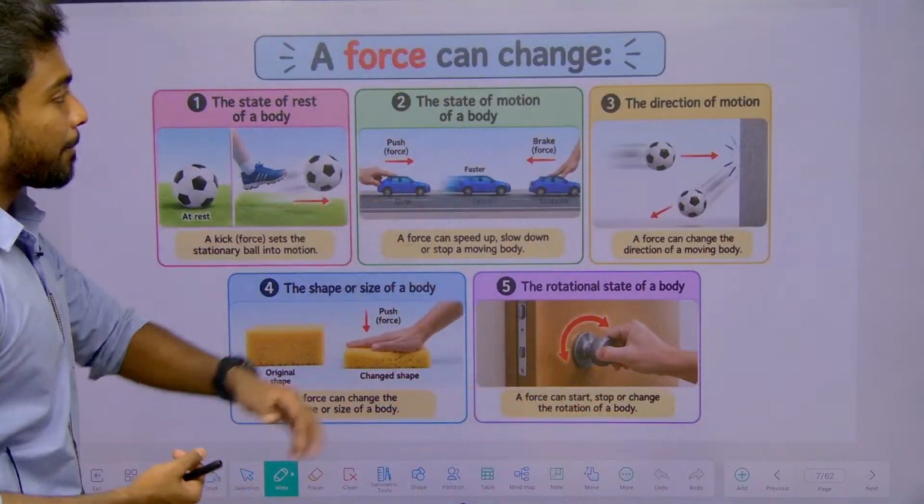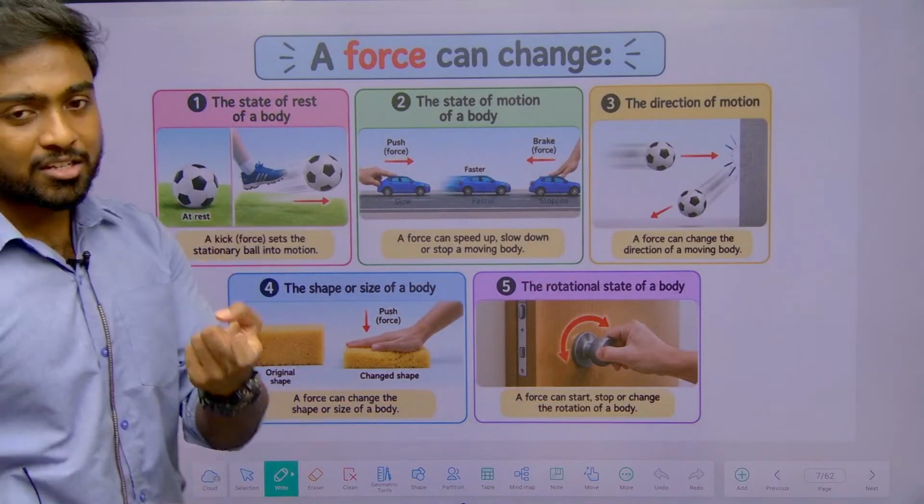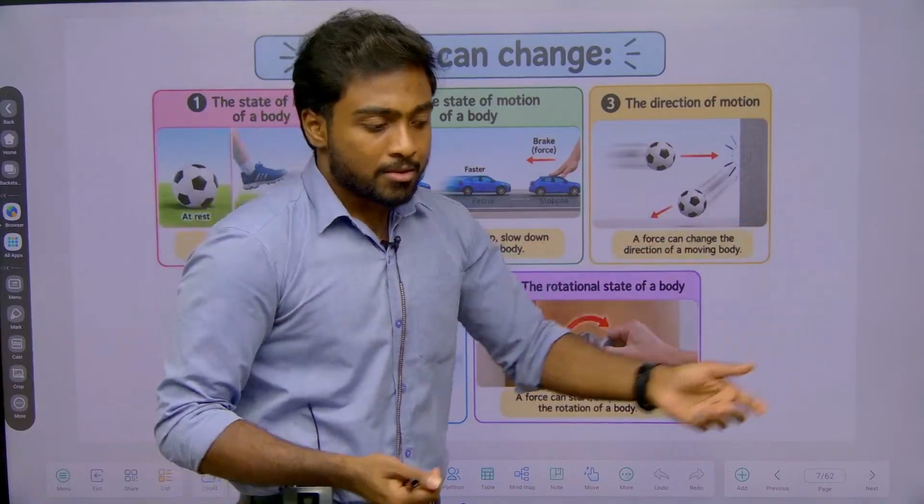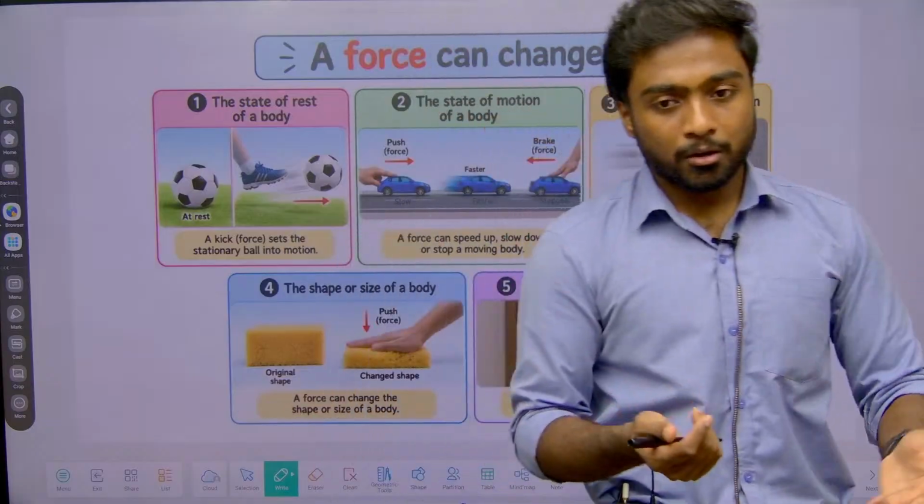Okay, the next example, a change of direction. Direction changing in the sense that a force can change the direction of a moving body. Deflecting, as you told, right?